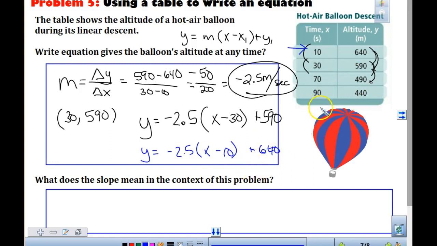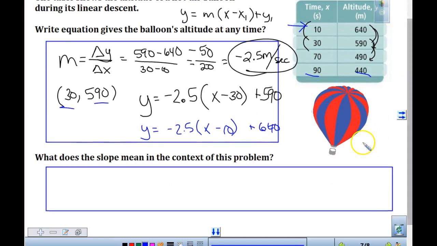So on this one, really, if this was a test question, I have at least 5 different answers that I would count as correct, right? Mm-hmm. All of these, depending on which one you chose, someone picks 30, 590, someone picks 10, 640, someone picks 70, 540, all of those would be the correct equation. Does that make sense to everyone? So when you're looking at the answers in the back of the book, depending on which 2 points they pick, that's where you're going to be taking a look at it.